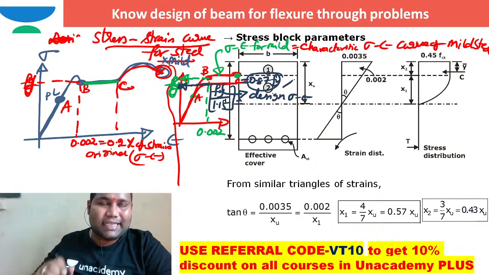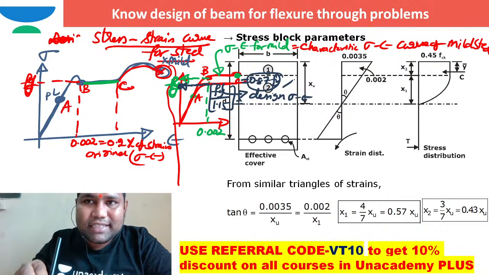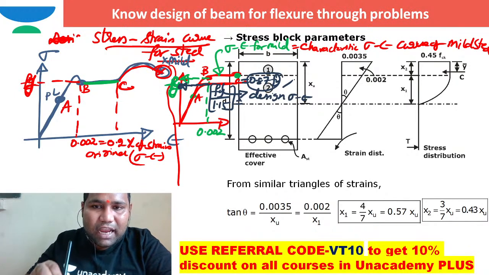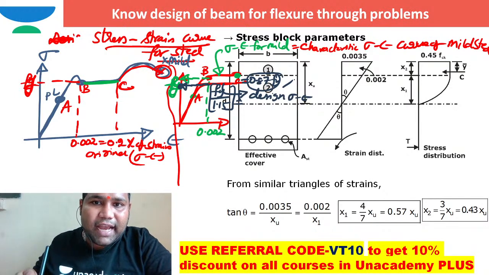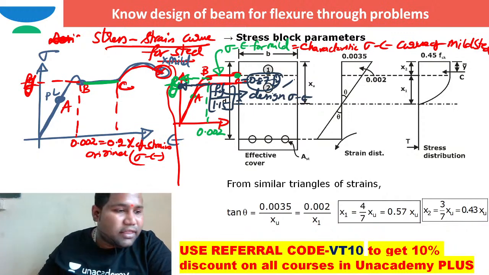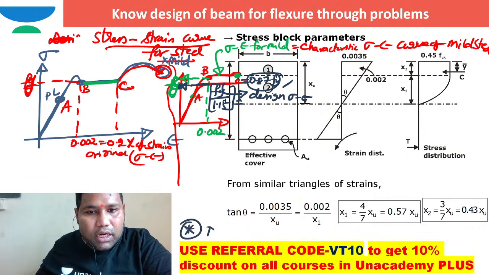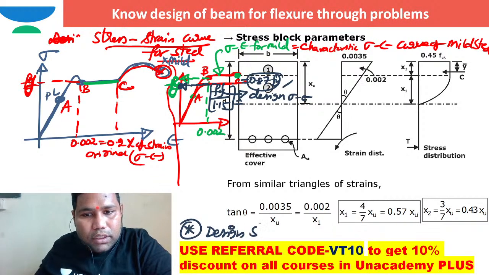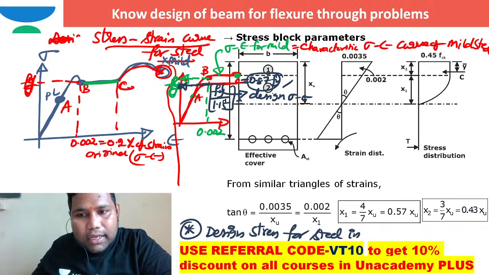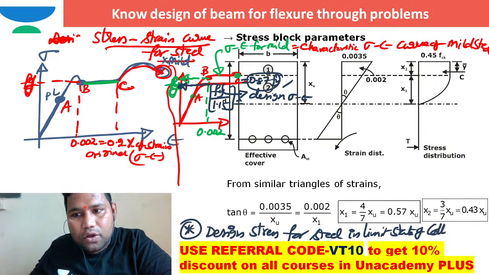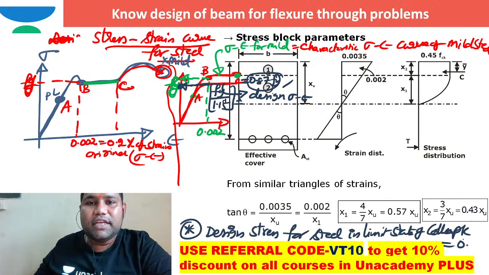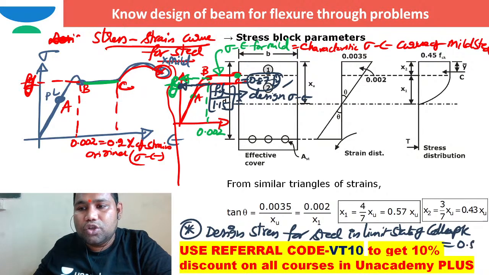So what is the design stress in steel? The design stress in steel at the time of failure, we can call it 0.87 times Fy. That is the note that I want to write. So can I write it here? Design stress for steel in limit state of collapse is equal to, after applying the factor of safety, Fy by 1.15, which is 0.87 Fy.